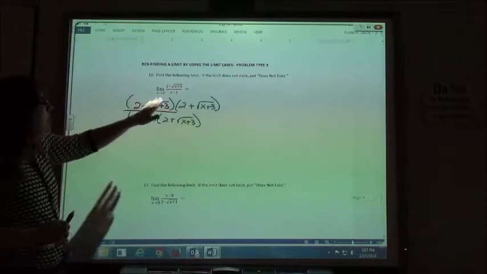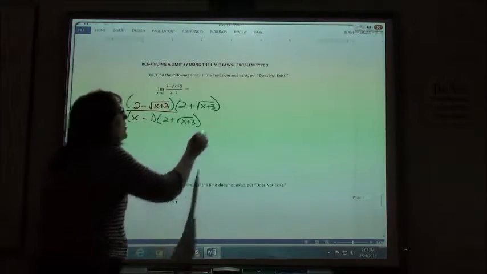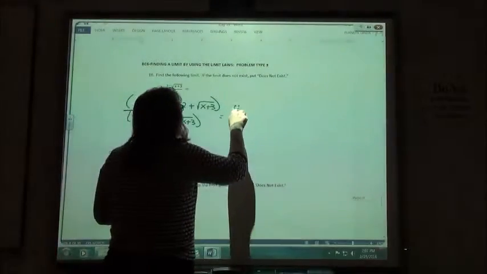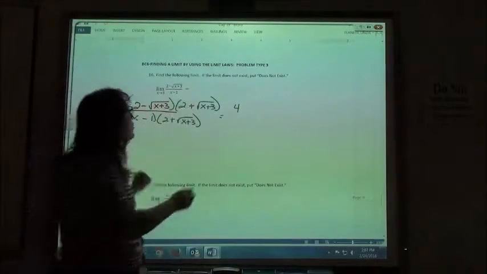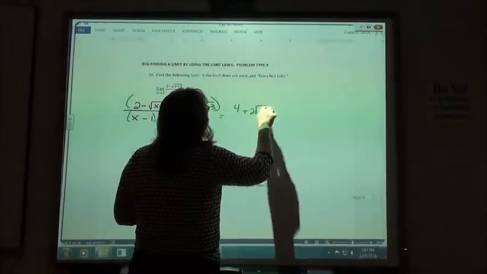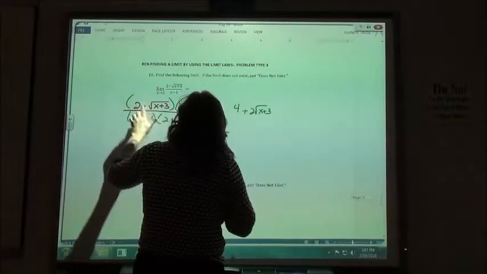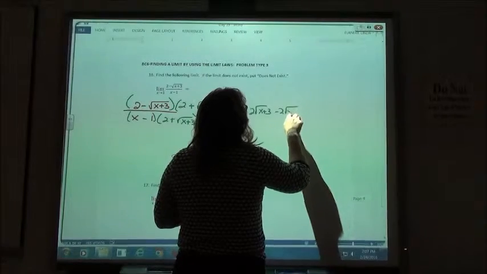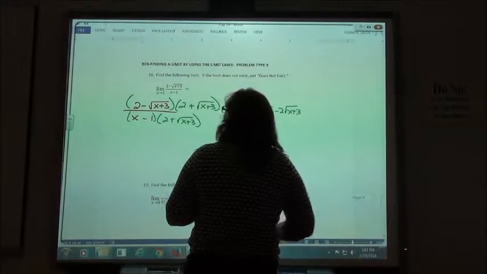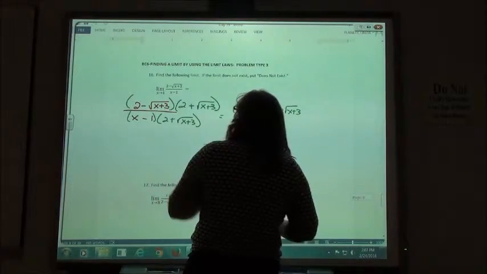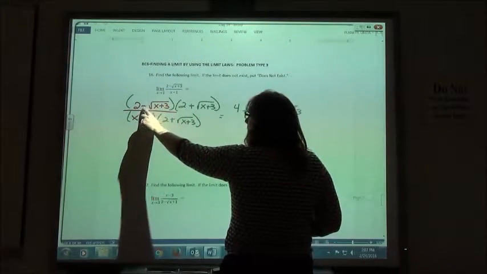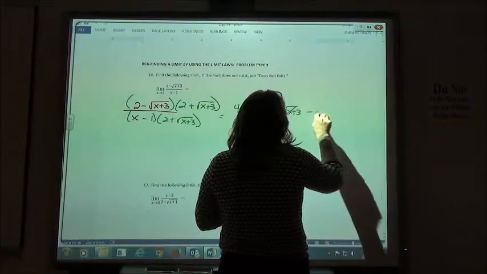So, I'm just going to worry about foiling out the top part. So, 2 times 2 is 4. Then I'm going to get 2 plus 2 square root of x plus 3. And then in the inside, I'm going to get minus 2 square root of x plus 3. The purpose of multiplying by the conjugate is getting those opposite middle terms so that they cancel out. Then, negative times a positive is a negative.